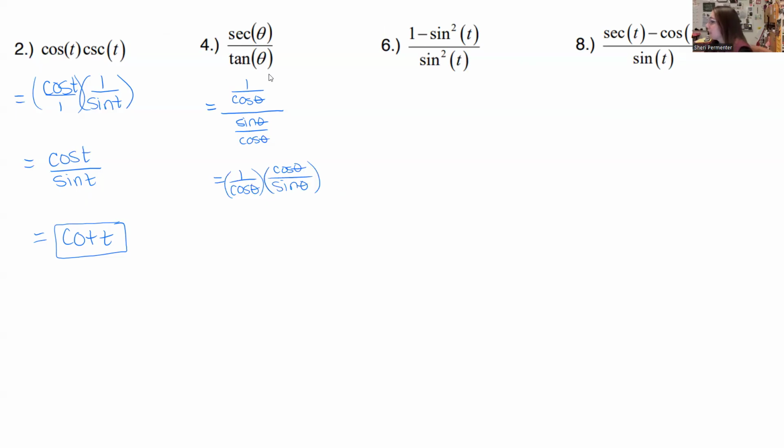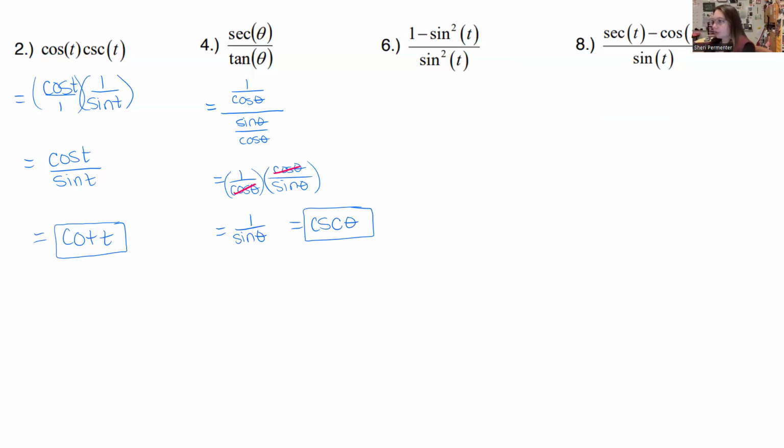Now I'm going to look for things that cancel. Remember, anything over itself cancels down to 1. So what I have now, do you see that if I multiplied this out, I got cosine over cosine? Yep. So I'm just left with 1 over sine. What's 1 over sine? Yeah, it's cosecant. So this equals cosecant. Did I get it down to one trig function, no fractions? Done.